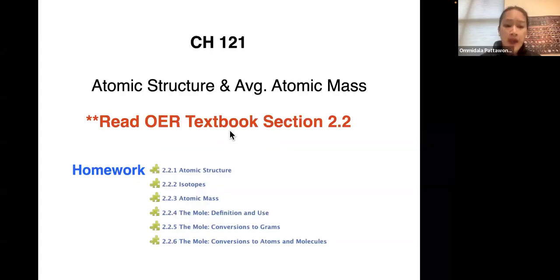Please read the OER textbook chapter section 2.2 for more detail of this topic. The homework that is associated with this chapter section is listed here.